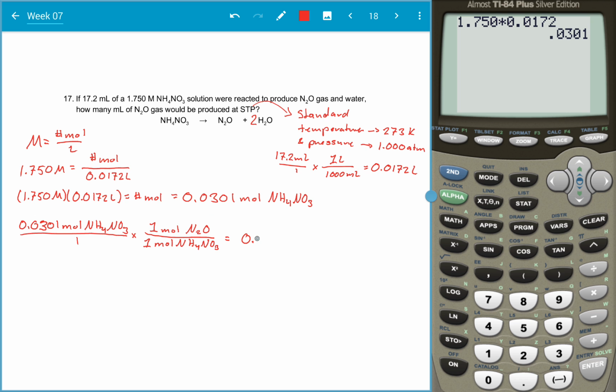So we have 0.0301 moles of dinitrogen monoxide gas, but we need to convert that to milliliters. And we still have our values of STP that we still haven't used yet. Well, we have moles, we have a pressure, we have a temperature. That is really all that we need for the ideal gas law. One condition of each. The volume is what we don't know.